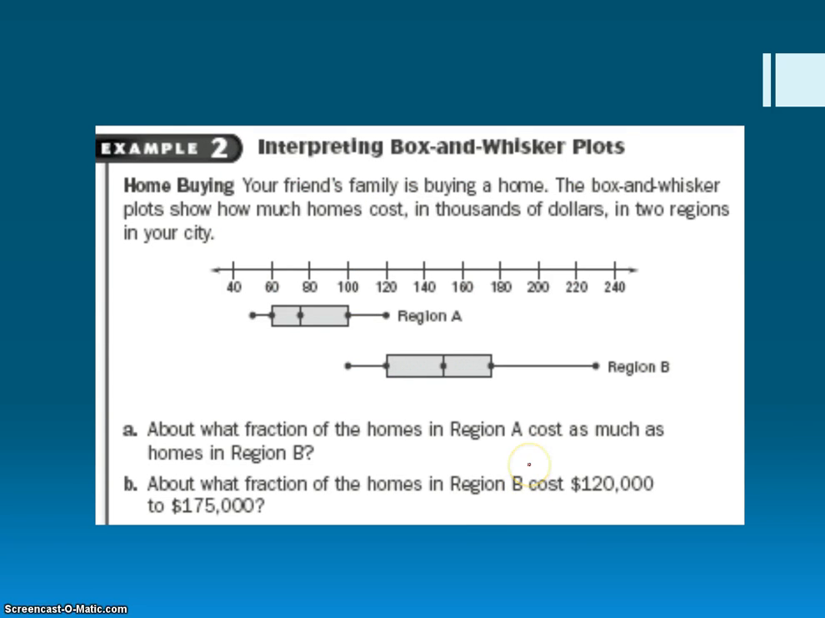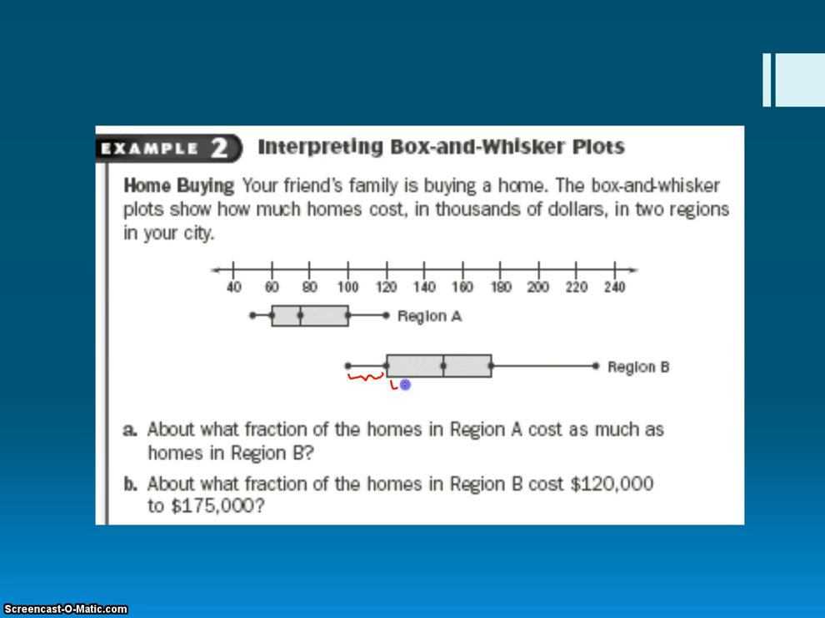Example 2, we're going to interpret a box and whisker plot. Your friend's family is buying a home. The box and whisker plots show how much homes cost in thousands of dollars in 2 regions. First thing you need to know is that the box and whisker plot separates your data into 4 parts. And the 4 parts are separated by the whiskers and the boxes.